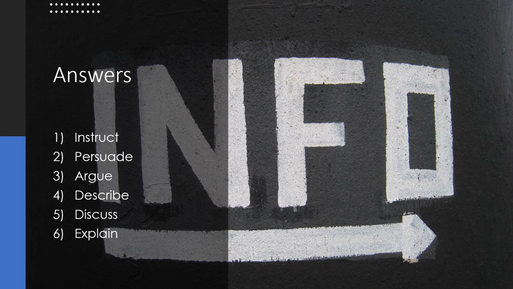Okay, number 1. Now I think the main purpose for that was to instruct. Number 2 was trying to persuade. Number 3, argue. Number 4, describe, because it was trying to paint that picture. Number 5 was discussing, because it had that balanced argument. And then number 6 was to explain. I mean, you might have also written inform, and I think that would be an acceptable answer. Like I said before, some of these purposes, they do kind of overlap a little bit.